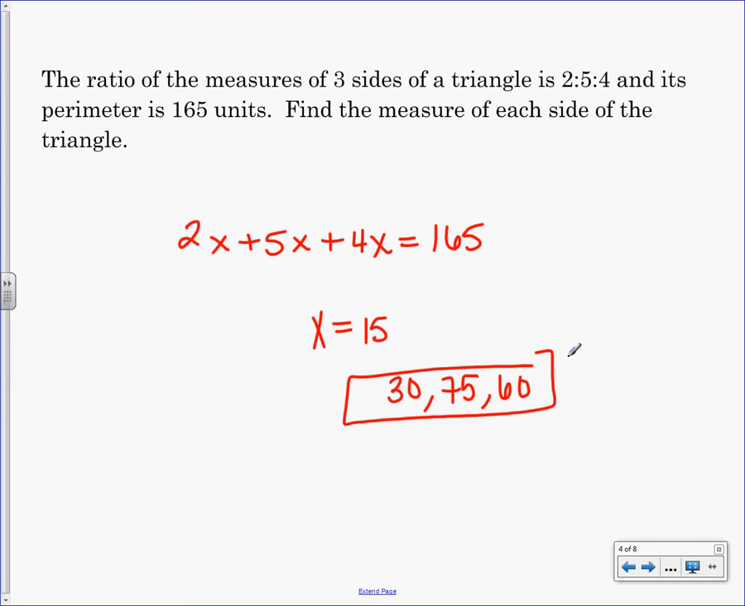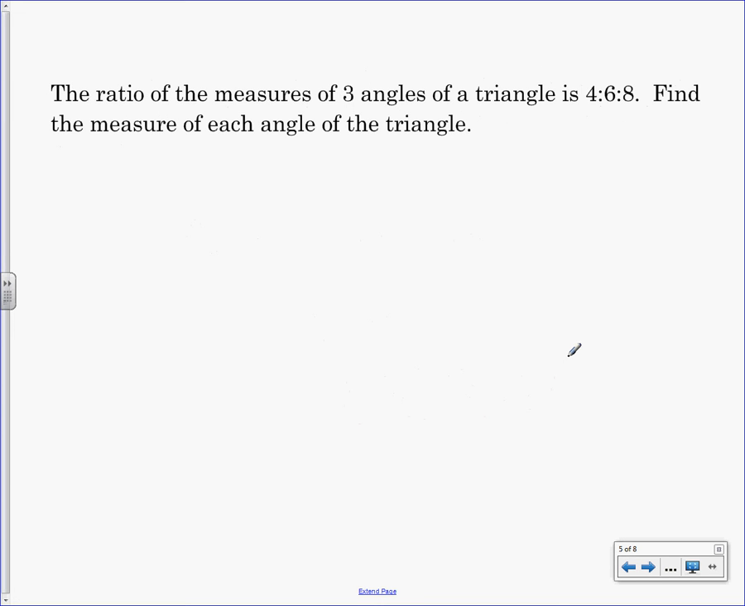That was number 3. So number 4, the ratio of the measures of 3 angles of a triangle this time is 4 to 6 to 8. Find the measure of each angle of the triangle. How am I going to start that? Yeah, okay, but how am I going to start it? You're right, though. So 4x plus 6x plus 8x is what? 180. Very good. That's what Dawson said. Good. Because they said the angles of a triangle, which obviously add up to 180.